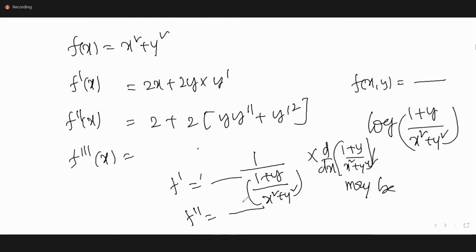Next, f double dash means the next order derivative of this first derivative is very difficult. That means if the function f of x comma y is a complicated function, then the evaluation of higher order derivatives of that function may be difficult. So this is the demerit.